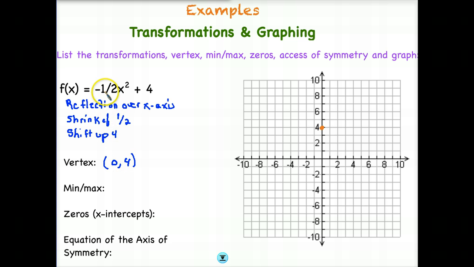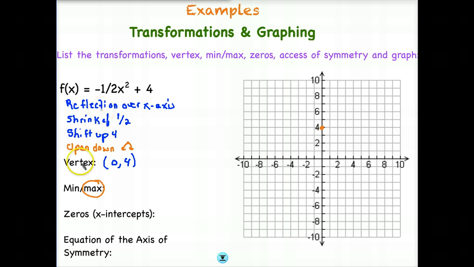One other thing that I notice about this that I'm going to write down is that because it's negative, this graph is going to open down. Okay, so that means my parabola will look like this, which gives me a maximum value and not a minimum value.